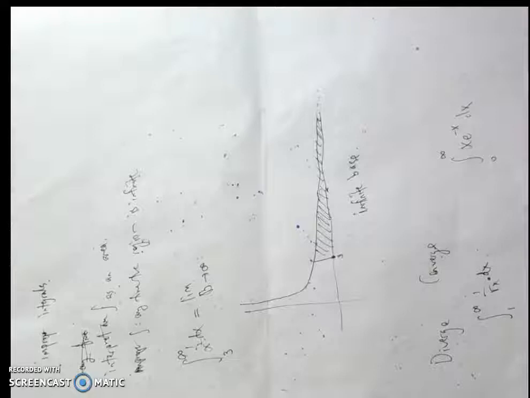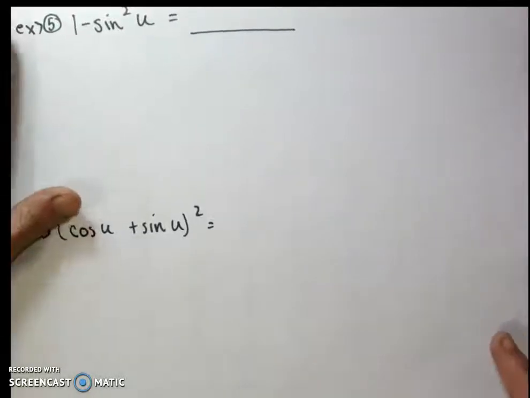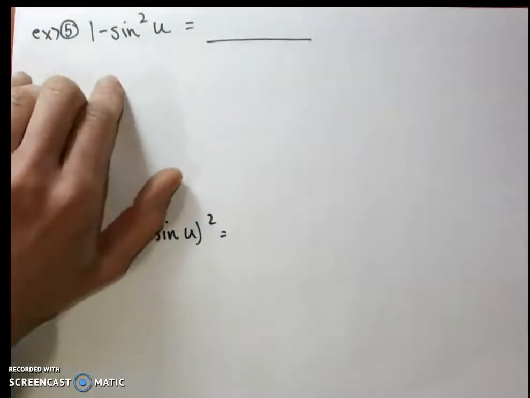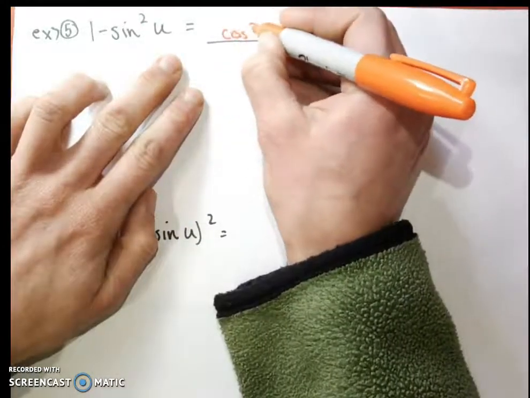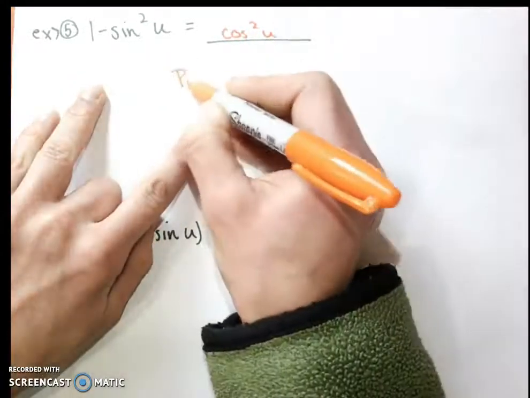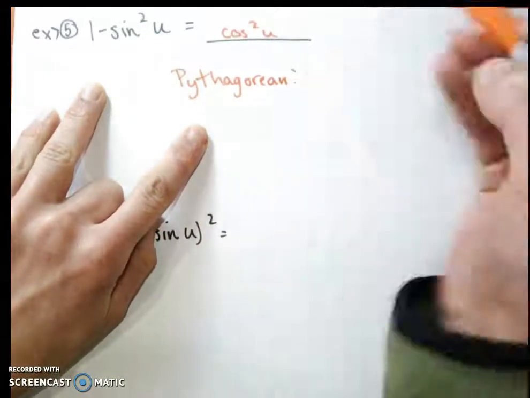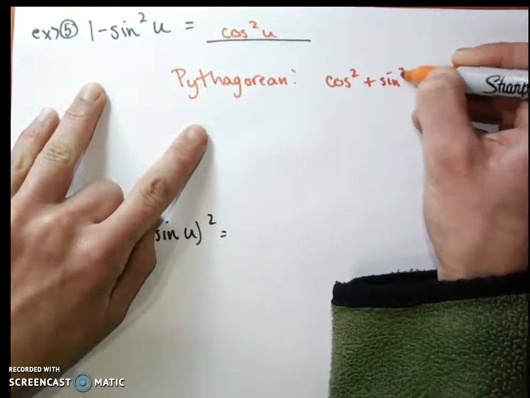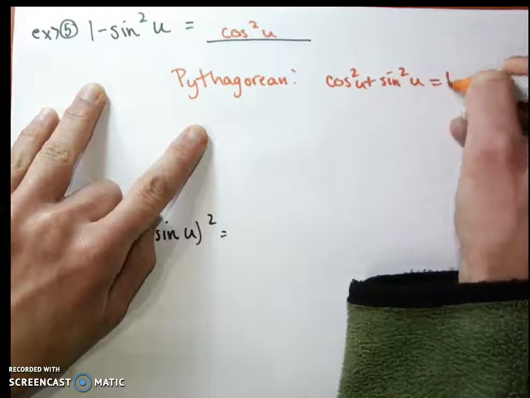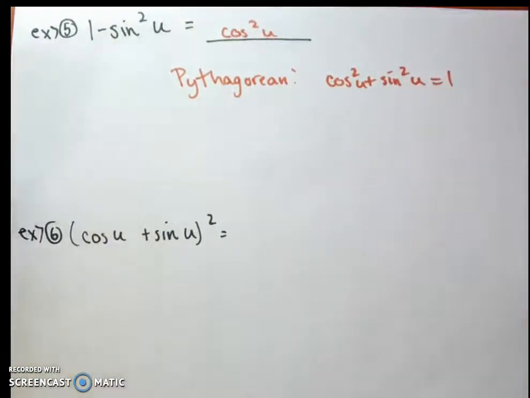Okay, and we have one more page of examples. Here they are. All right, so this first one, really simple. We've actually already used it plenty of times. This is going to be cosine squared u, and that just follows from Pythagorean again, because the Pythagorean identity says cosine squared plus sine squared equals 1. So this is the same, where I just bring the sine squared over.